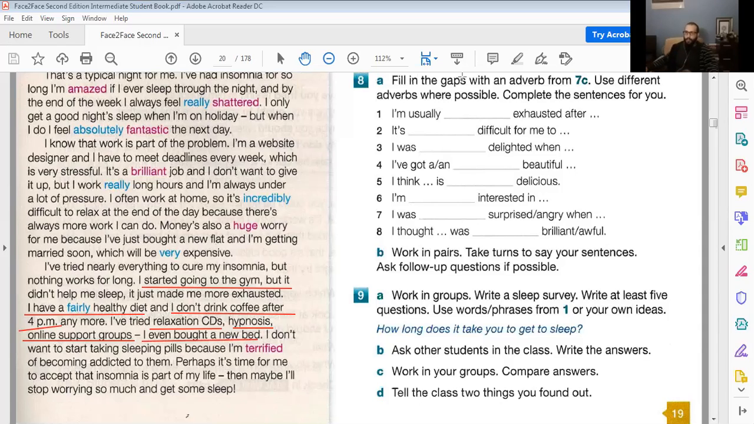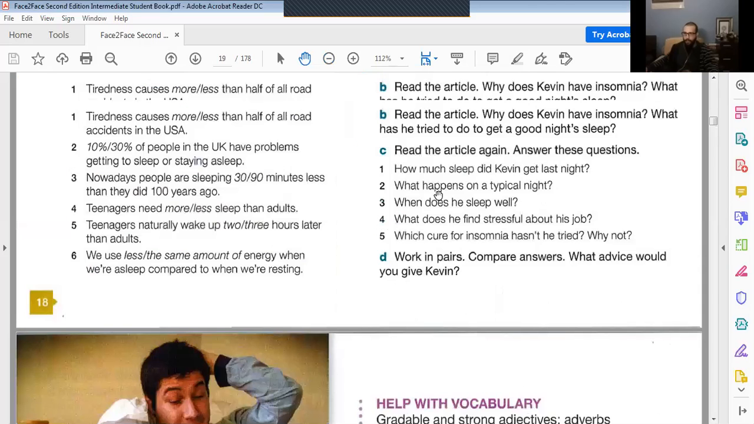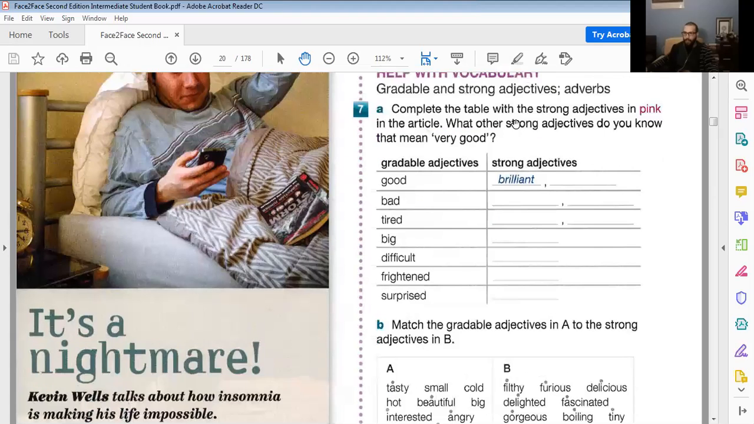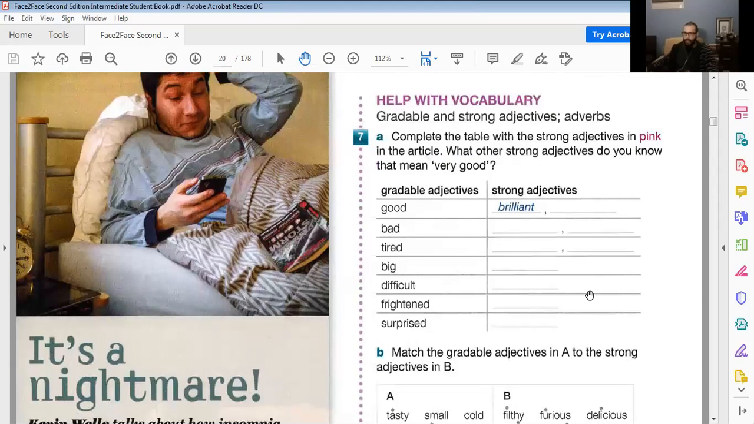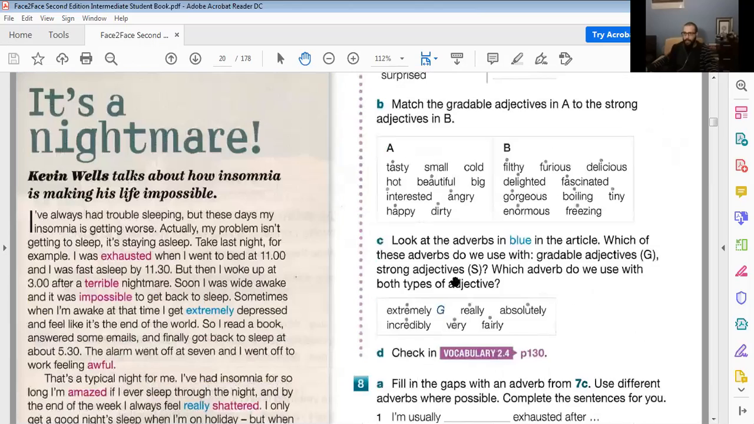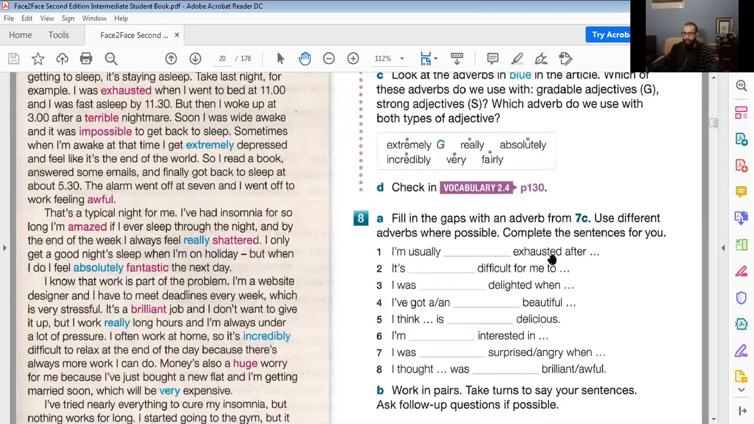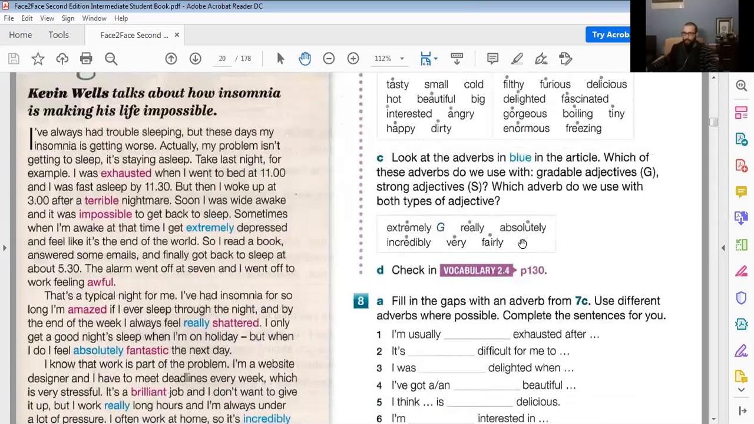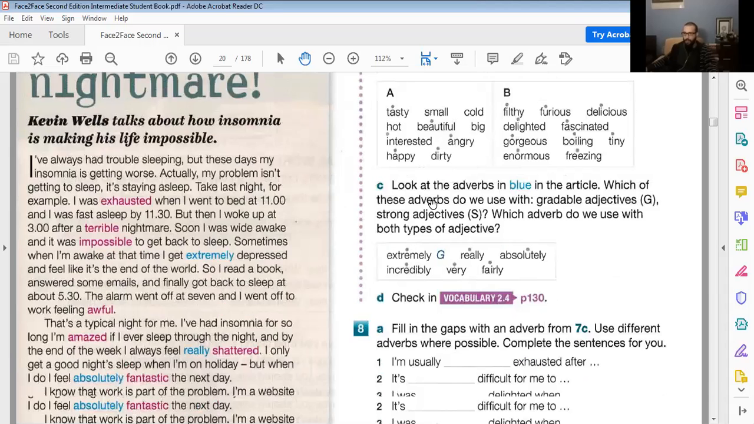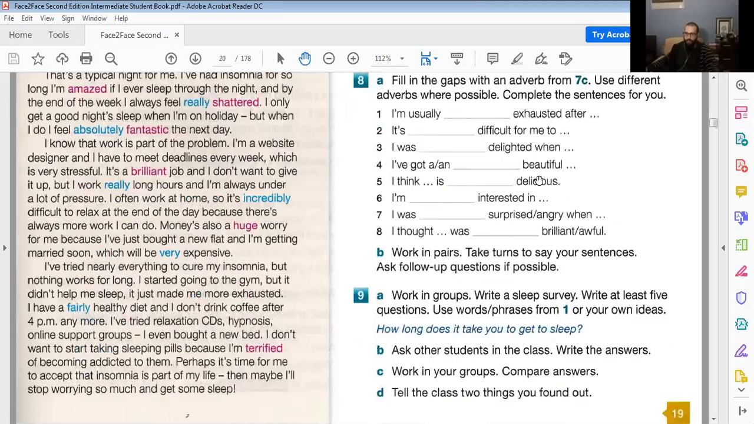All right, so this is the story of Kevin. We'll talk about this in more detail next time, and we'll try to cover some of the other questions, and then we'll do some vocab. This is a very important lesson, by the way. This vocab exercise, the one about gradable adjectives and strong adjectives, we'll talk a little bit about it. I'll tell you the difference, and we'll also do a few exercises and try to categorize these adjectives into gradable and strong, and to understand what's the difference between gradable and strong.